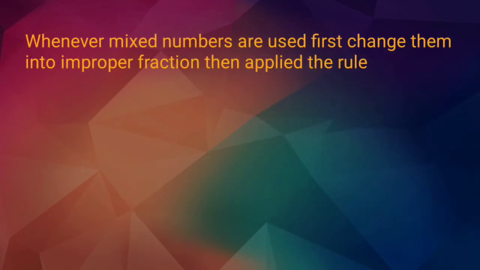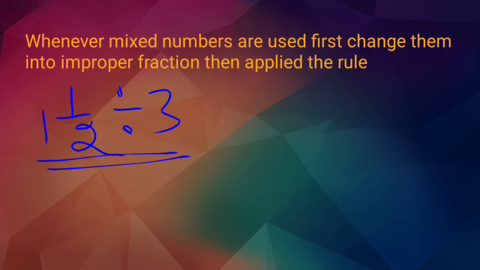Next, these were just simple fractional numbers. So what will you do when a mixed fraction is given with these three properties? For example, I'm taking 1 and 1 upon 2 divided by a whole number, that is 3. What will you do in this case? And I'm taking an example of a mixed fraction divided by a mixed fraction, so 1 and 1 upon 2 divided by 2 and 1 upon 3. Then what will you do in this case?